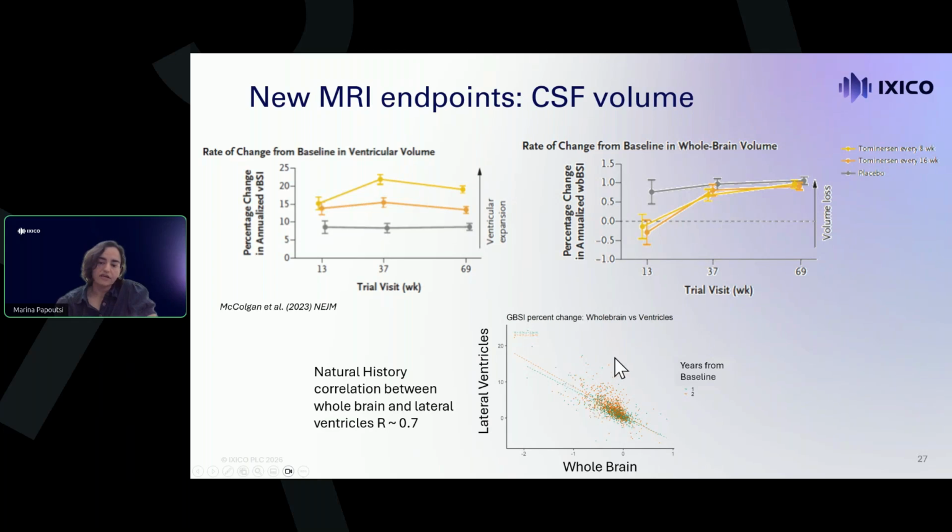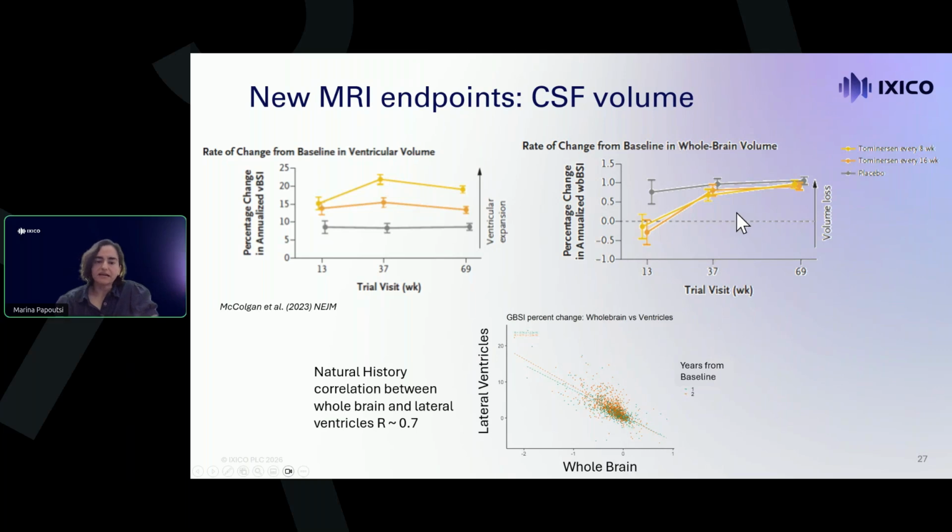If you can see here in the natural history, the lateral ventricle volume and whole brain volume are very closely related. They have a correlation of 0.7. And this is the change, not just the volume. So lateral ventricular volume change and whole brain volume change have a very high correlation. But you can see in tominersen, this relationship is disrupted.